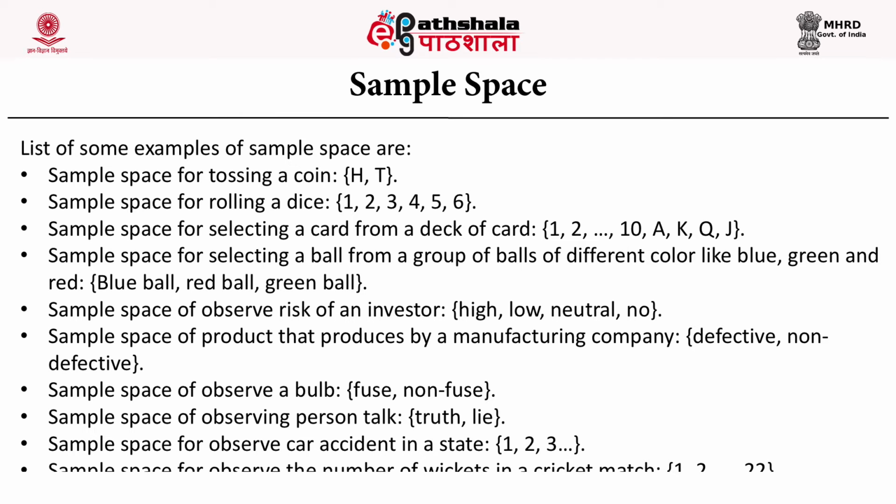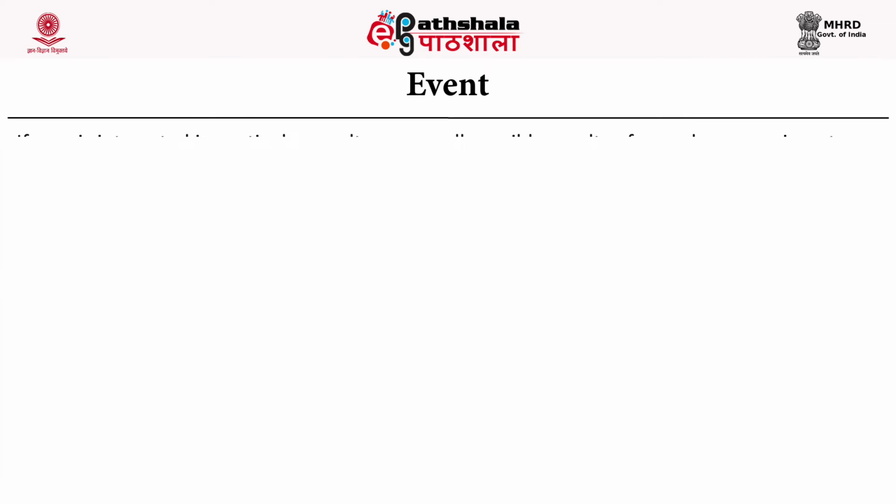So we have the sample space as truth or lie. Sample space for observing car accidents in a state is 1, 2, 3 and so on. Sample space for observing the number of wickets in a cricket match lies between 1 to 22, because we have 11 persons in a team, so total wickets are 22.